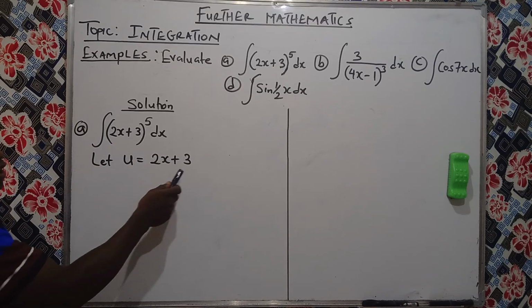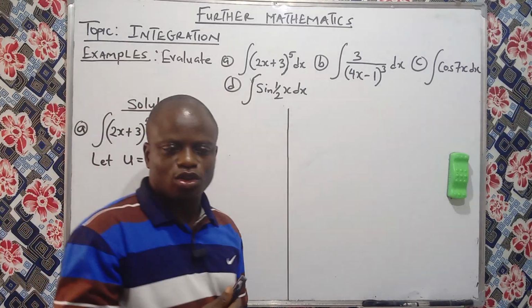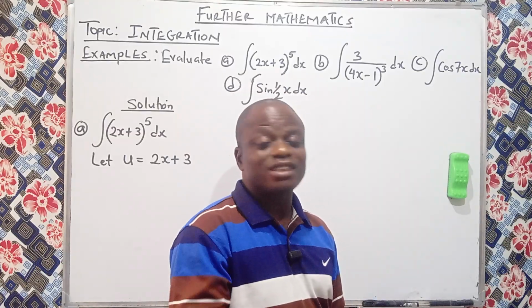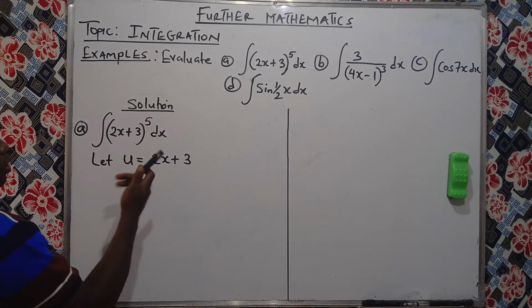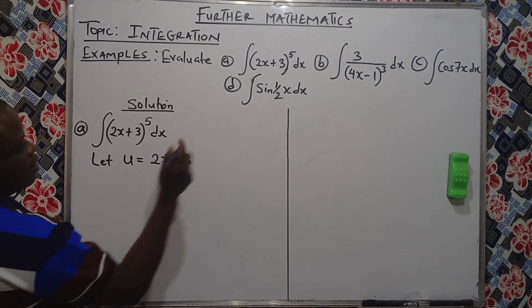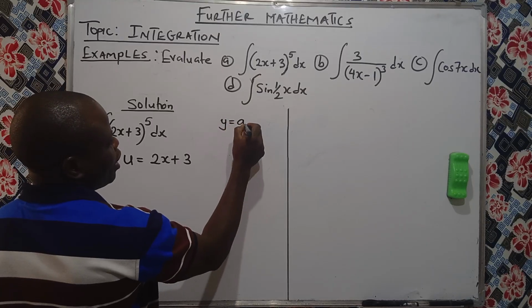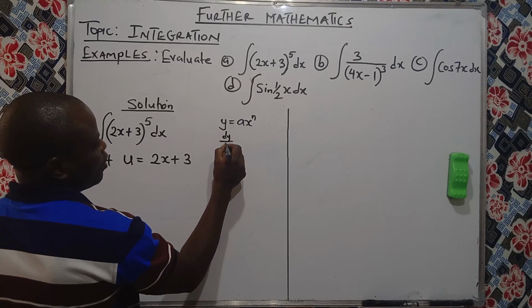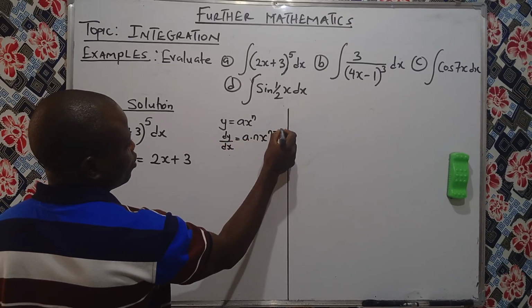Don't forget that when you are differentiating a constant, it is equal to 0. Differentiating a million is equal to 0. Differentiating 500 is equal to 0. Differentiating any constant is equal to 0. Okay? But when you are differentiating 2x, let me give you the formula we are using. y equals ax raised to power n, dy over dx equals a times n x raised to power n minus 1.